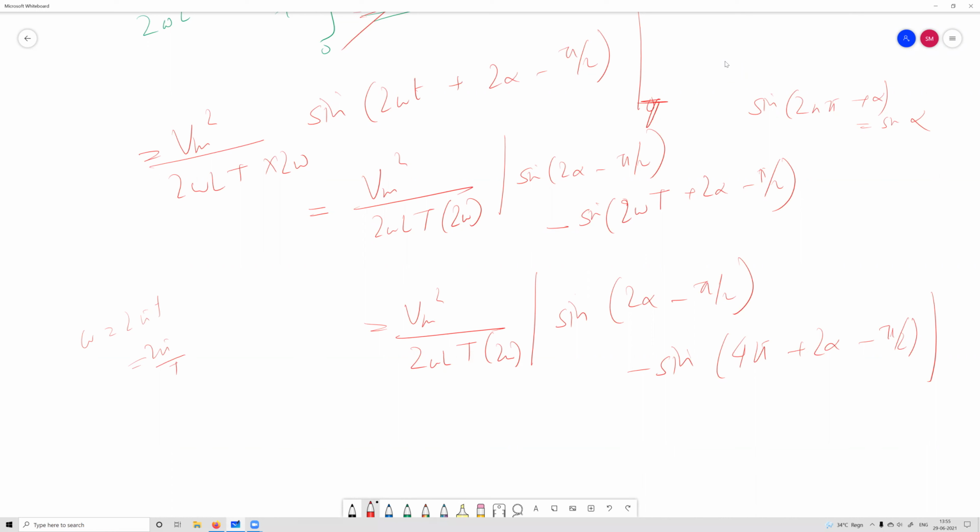So obviously this would be equal to Vm square by 2 omega L times sine of 2 alpha minus pi by 2 minus sine of 2 alpha minus pi by 2. This gets cancelled. So the average power dissipated is 0. The average power dissipated in a pure inductive circuit is always 0. Okay, keep this in mind. Same goes with the capacitive circuit as well. We'll see that a bit later.